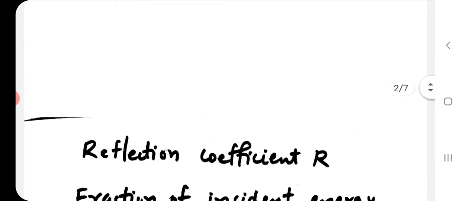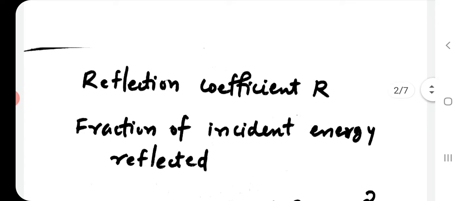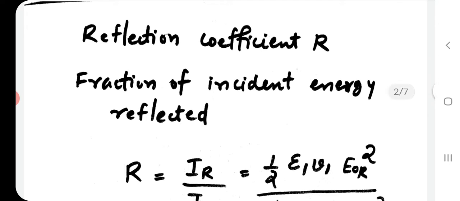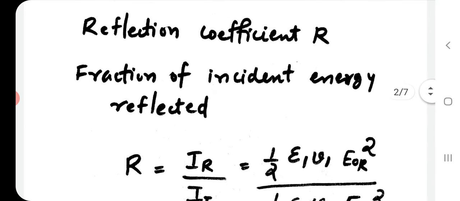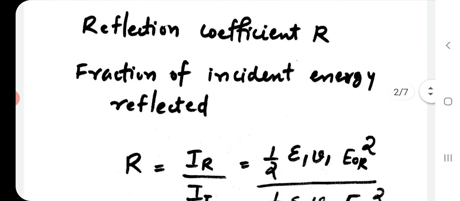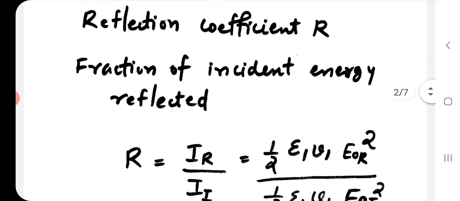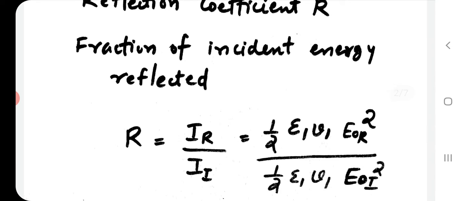Okay, so the reflection coefficient. The reflection coefficient is the fraction of incident energy that is reflected. So that is calculated as IR by II. IR is the intensity of the reflected electromagnetic wave, and II is the intensity of the incident electromagnetic wave.